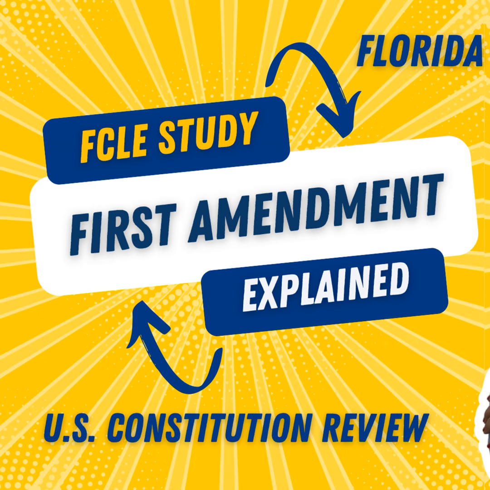Okay. First, quick reminder. The First Amendment was ratified in 1791 and is part of the Bill of Rights. It reads, Congress shall make no law respecting an establishment of religion or prohibiting the free exercise thereof, or abridging the freedom of speech or of the press, or the right of people peaceably to assemble and to petition the government for a redress of grievances.